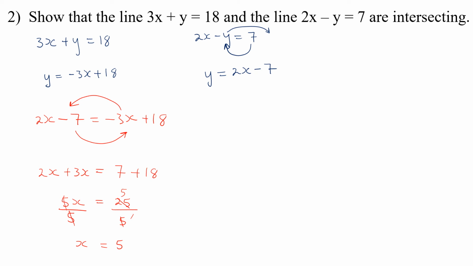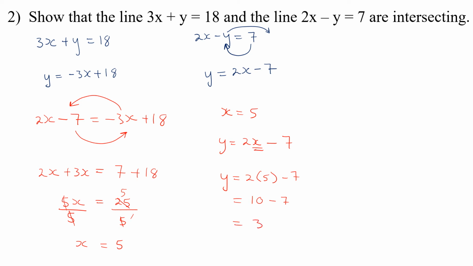And once you know what is x, you could get y. Let's use this equation here because it's a lot easier to work out. Although it doesn't matter which one you choose, you have to be consistent. So we know that x is equal to 5, right? So y is equal to 2x minus 7. But remember, we know what is x. So y is equal to 2 times 5 minus 7. And that will be equal to what? 2 times 5 is 10. And that would be 10 minus 7. So 10 minus 7 would be 3.